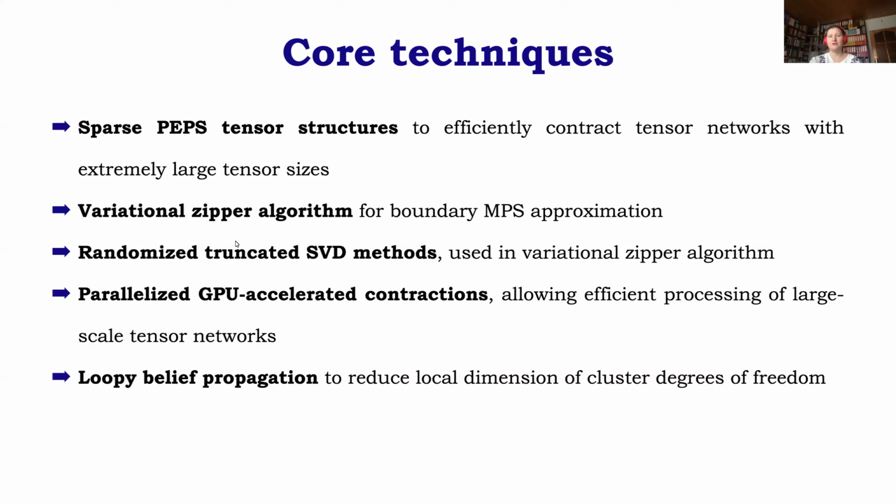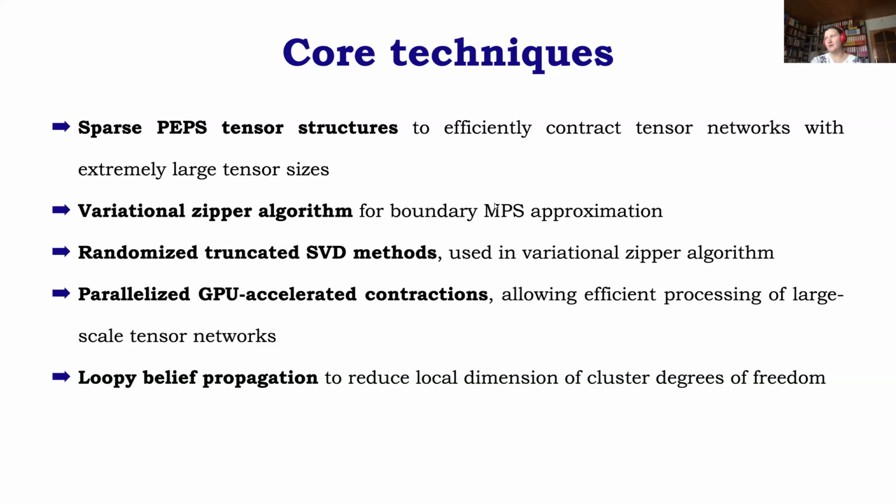So what are the key methodologies of our algorithm? First of all, we use the sparse PEPS tensor network structures to efficiently contract tensor networks with extremely large tensor sizes. And sparsity in this context means that we do not have to build those tensors explicitly. We can rather keep them as building blocks and contract the networks using those building blocks, using the internal structure of those tensors. And we contract the tensor network using batched matrix multiplication. And to speed up computations, we use GPUs.